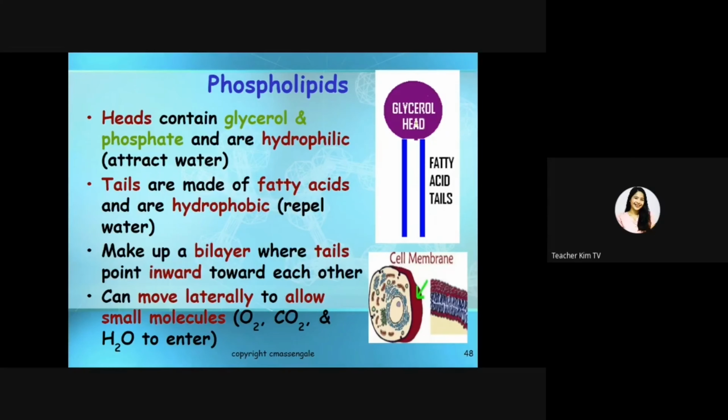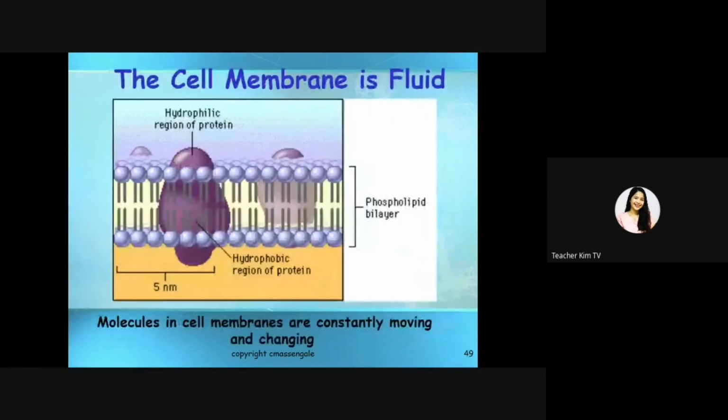So, it can move laterally to allow small molecules, for example, O2, CO2, H2O, to enter. So, cell membrane is semi-permeable. So, molecules in cell membranes are constantly moving and changing. Pero, sinabi siyang semi-permeable because not all are allowed to go in and out. So, as you can see here, we have the hydrophobic tail and the hydrophilic head. Okay?